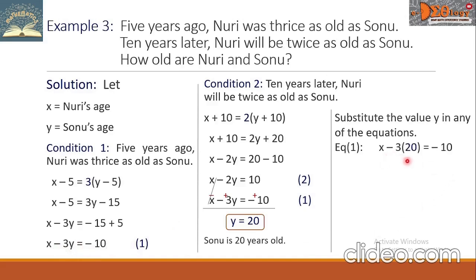x minus 3 times 20 equals negative 10. Negative 3 times 20 is negative 60. We transpose this negative 60 to the right. So x equals negative 10 plus 60. And the right side becomes 50. So x equals 50. In the beginning we said that x is Nuri's age. So Nuri is 50 years old.